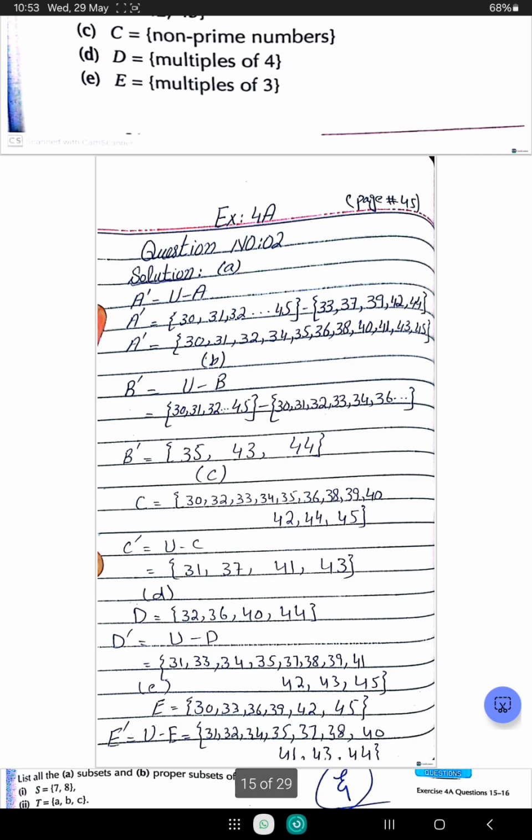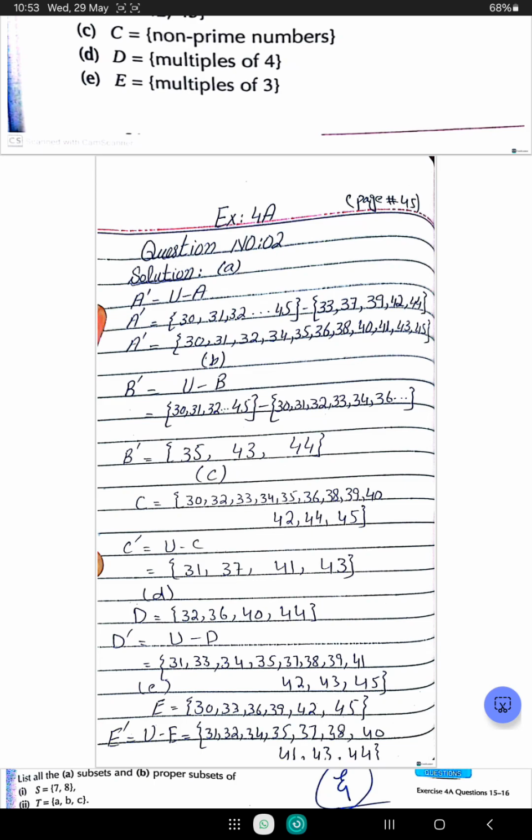B complement is equal to U minus B, where the universal set contains the elements 30 to 45, minus set B, which contains the elements 30, 31, 32, 33, 34 and so on. We just write the elements which are not present in B, like 35, 43 and 44. C set: the non-prime numbers are 30, 32, 33 and so on up to 45.